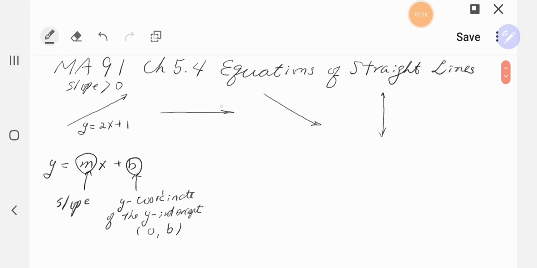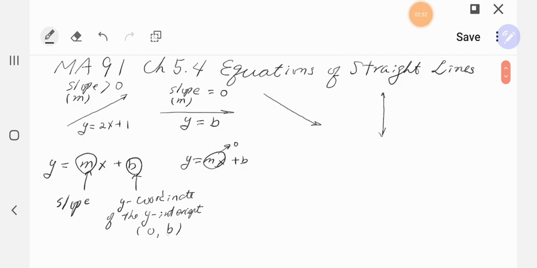If the line is horizontal, what is the slope? The slope is m, right? Then m is equal to 0. If m equals 0, then m times x is 0. In y equals mx plus b, this will be 0. So what we have is y is equal to b.